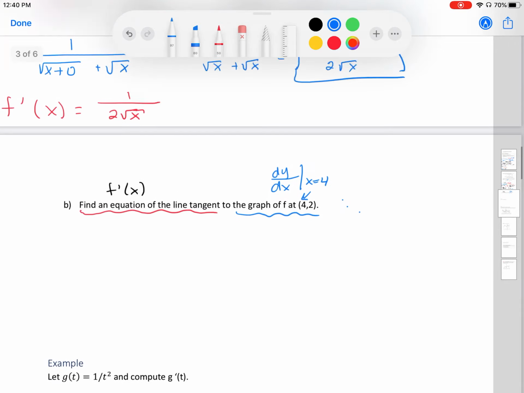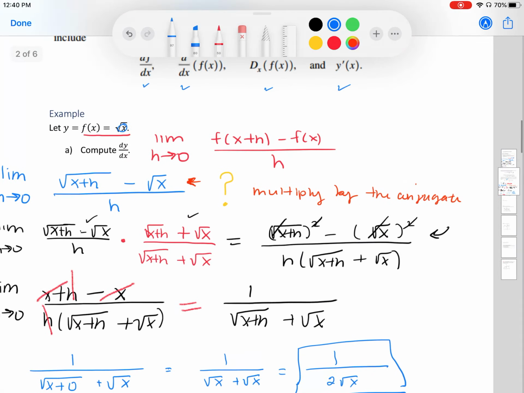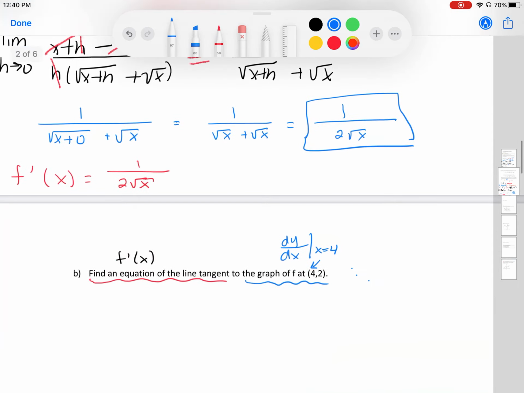Oh, I'm sorry. This is part B of part A. I was like, where's that coming from? So part A was find the derivative. Part B is work with that derivative. Well, we found that derivative.